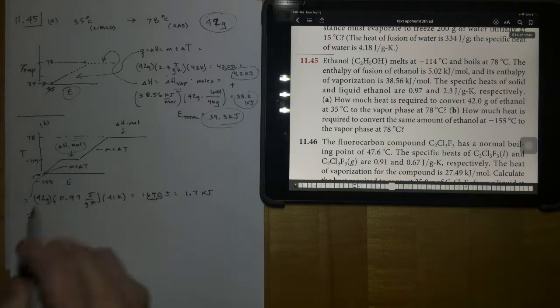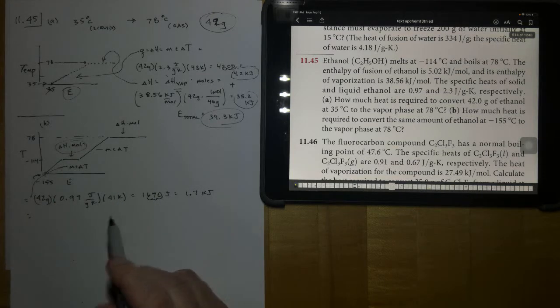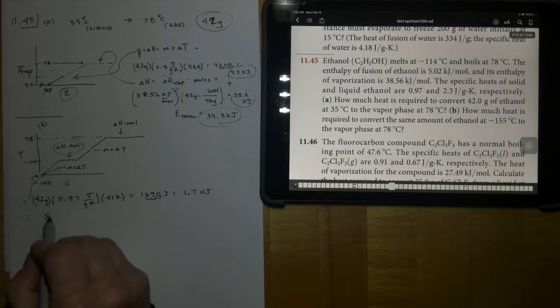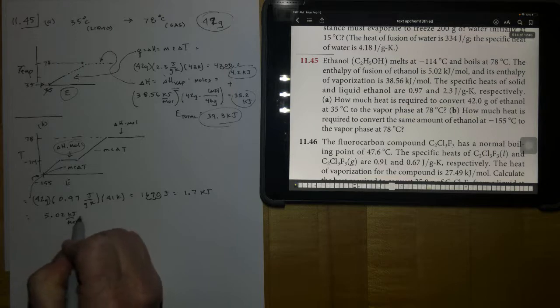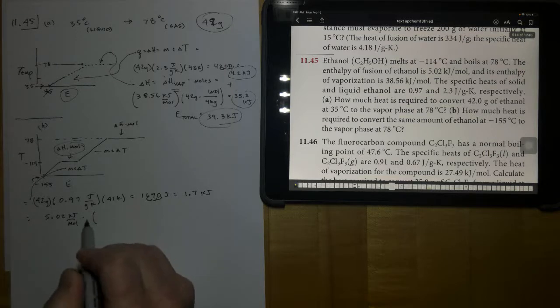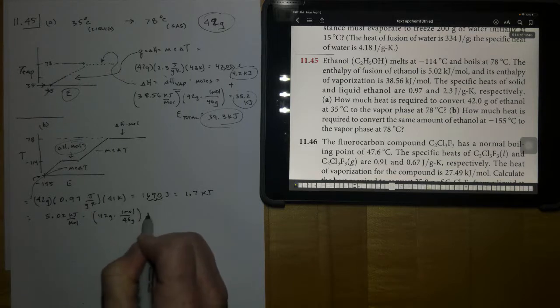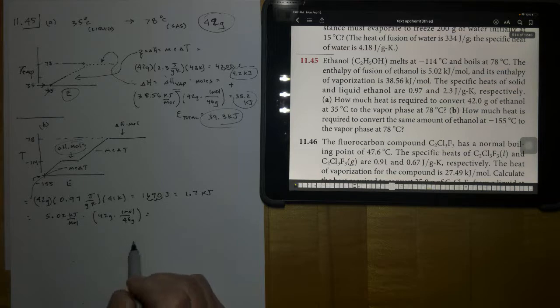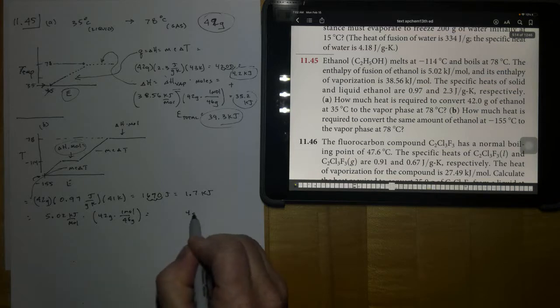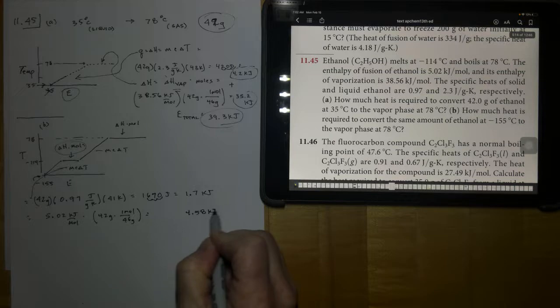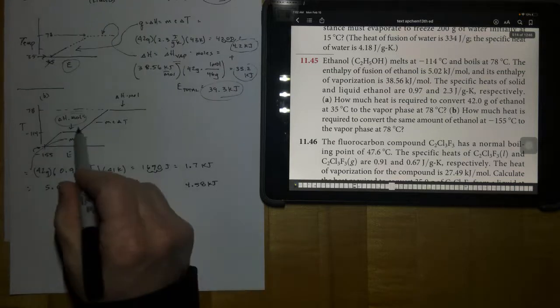Second one now, delta H for the solid, so the enthalpy of fusion is 5.02 kilojoules per mole. And then we multiply that by our number of moles, which is 42 grams, and in 1 mole there's 46 grams. We multiply those together, and we end up with 4.58 kilojoules. That takes care of this area.